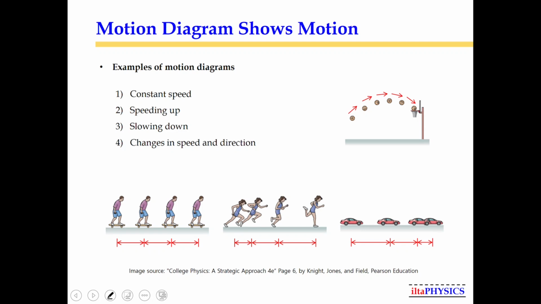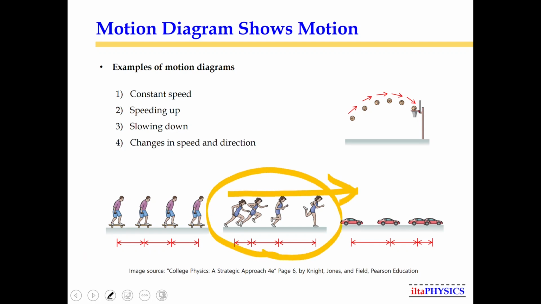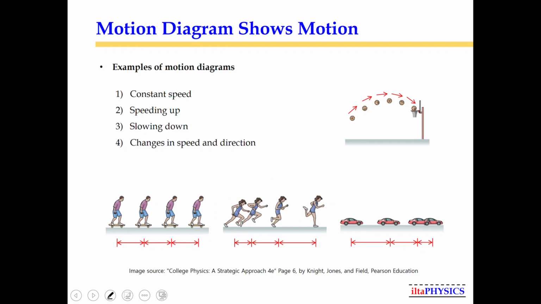In the second diagram, you see a person starting to run from rest, also photographed at 1-second intervals. Here, the positions get farther apart each time. This means the person is speeding up, an acceleration. In the third diagram, you see a car slowing down to a stop. The positions get closer together each time, showing that the speed is decreasing. From these three examples, we see that motion diagrams alone can tell us whether an object is moving at a constant speed, speeding up, or slowing down.